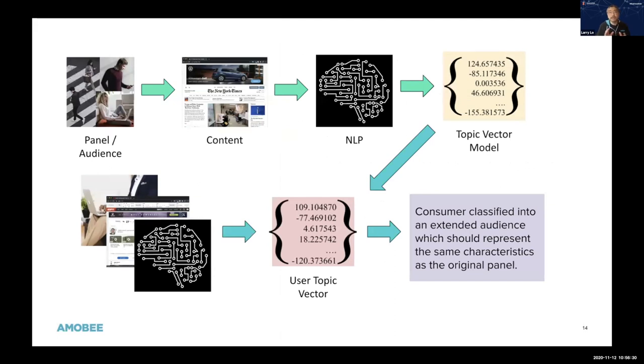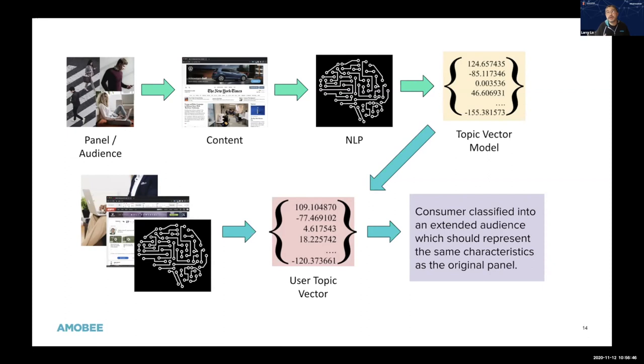We're seeing a bunch of different techniques. One of the techniques is called amplification. So we take this panel, we look at what content they're consuming. We push it through a bunch of natural language processing, also clustering techniques. And then we come up with what we call topic vector models.